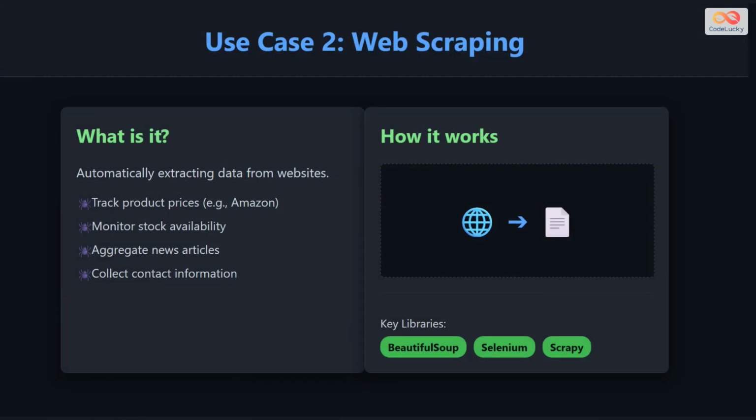Use case number 2 is web scraping. This is about extracting data from websites automatically. Imagine you want to track the price of a product on Amazon or gather headlines from news sites every morning. Libraries like Beautiful Soup and Selenium let your Python script browse the web and pull that data for you.